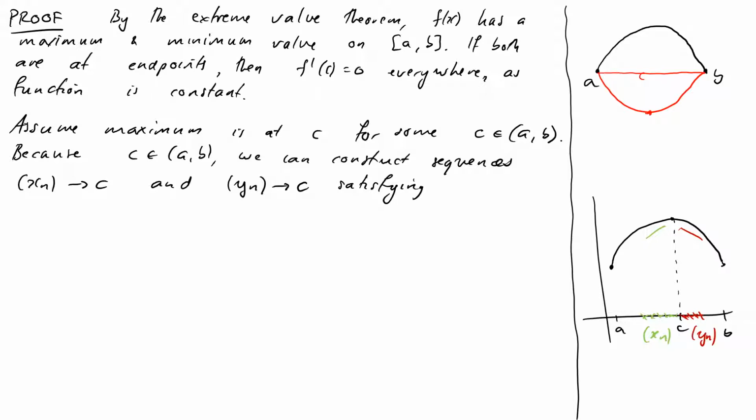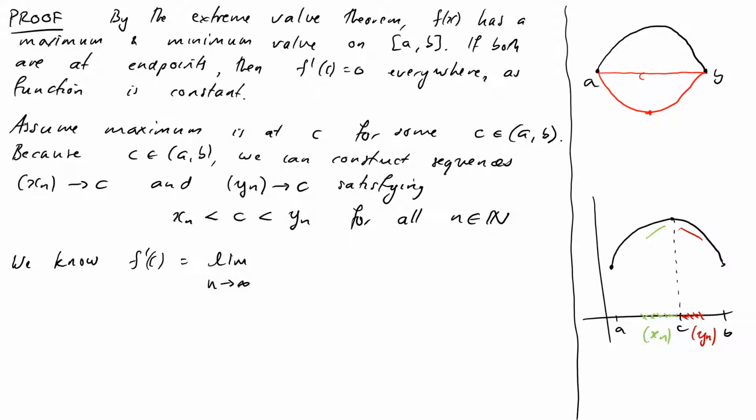So they're going to satisfy xn is less than c is less than yn for all n in the natural numbers. Okay, so now we're going to compare the two differential quotients of this situation here. So we know f prime of c equals the limit as n tends to infinity.